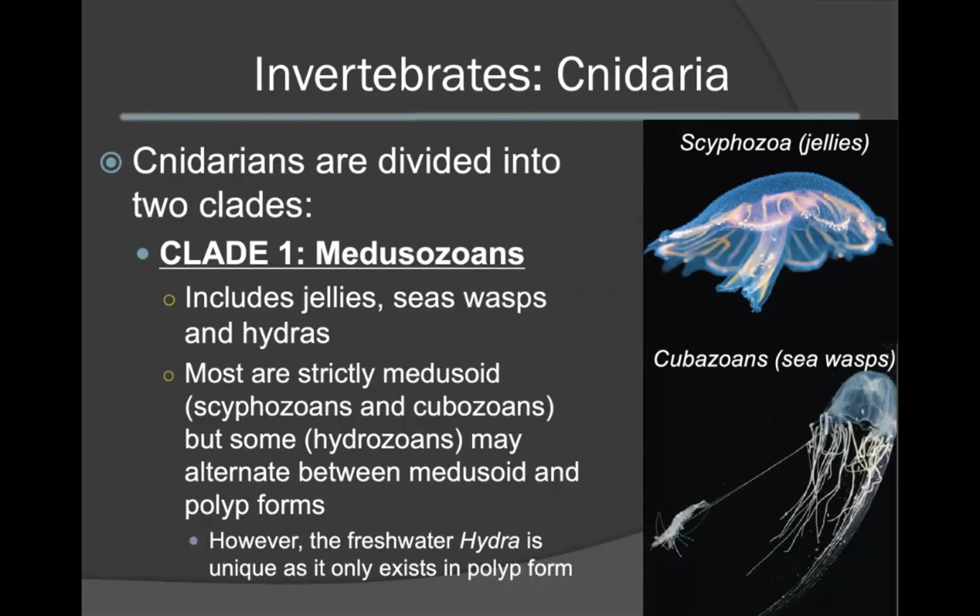In general, the cnidarians are divided into two major clades: the medusozoans as well as the anthozoans. The medusozoans include the jellyfish, sea wasps, and hydras. Most of these animals are strictly medusoid in their body form. However, some may alternate between the medusoid and polyp form.